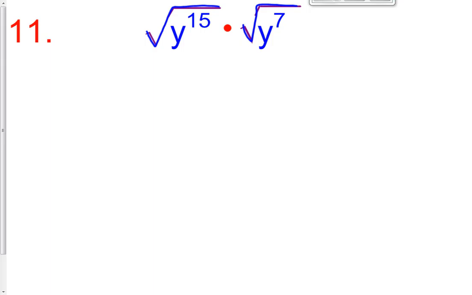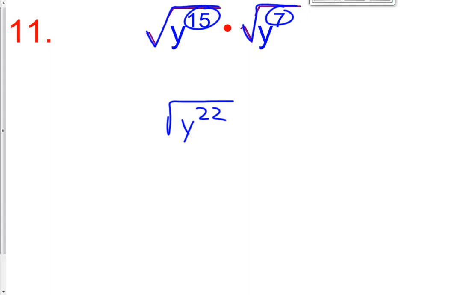So we're going to add 15 plus 7, and we get the square root of y to the 22nd. Again, we get 15 plus 7. As long as they're both underneath the radical, we can do this mathematically. So 15 plus 7 is 22, so we keep y to the 22nd underneath the radical.